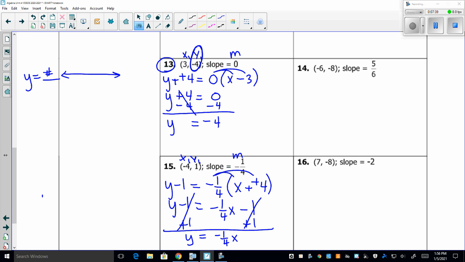And I know that when I go to graph that line, I'm going to start at the origin, because there's an invisible plus 0 after that x.